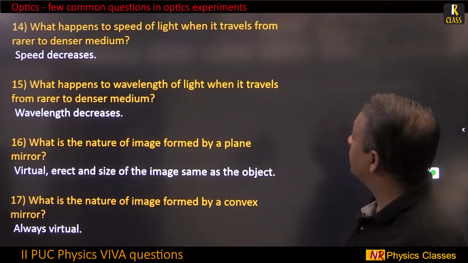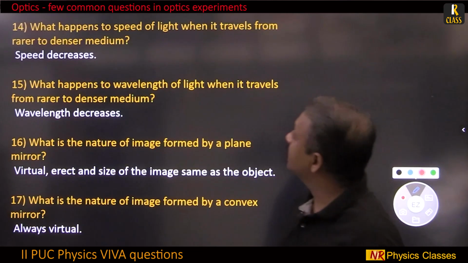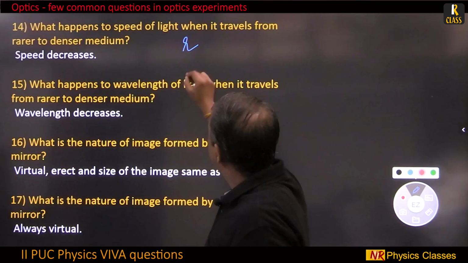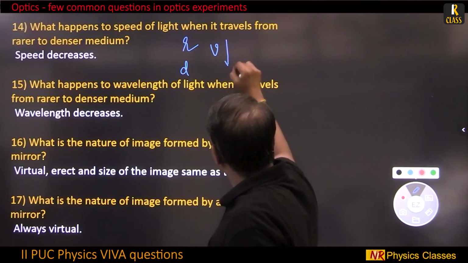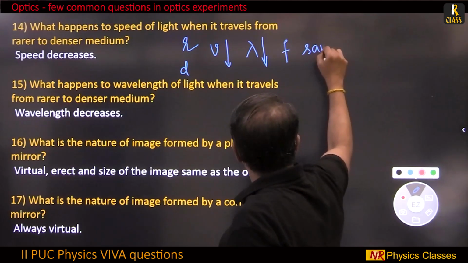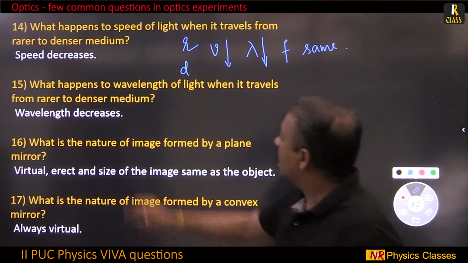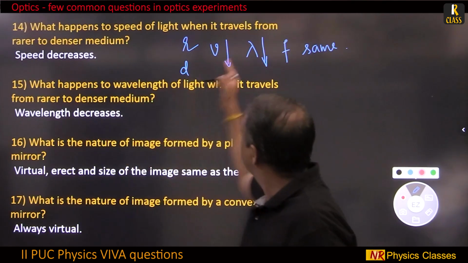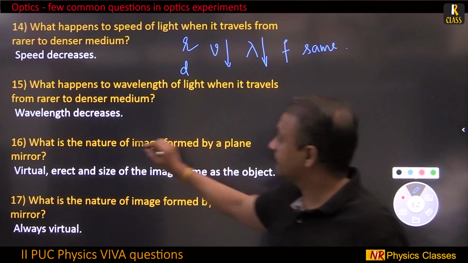What happens to the speed of light when it travels from a rarer to a denser medium? Speed decreases. Wavelength decreases. Frequency remains the same. What happens to the wavelength of light when it travels from rarer to denser? Wavelength decreases.